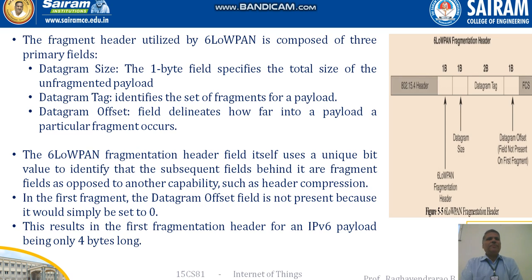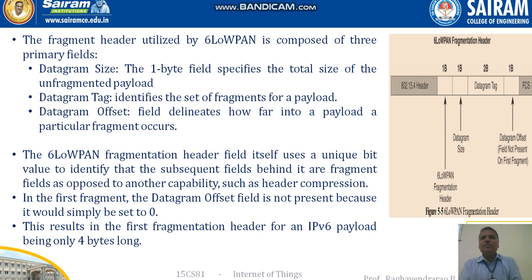The fragment header utilized by 6LoWPAN is composed of 3 primary fields. Datagram size, which is a 1 byte field, specifies the total size of the unfragmented payload. Then the datagram tag identifies the set of fragments for a payload. Then the datagram offset field delineates how far into a payload a particular fragment occurs. So all 3 together have 5 bytes of data.